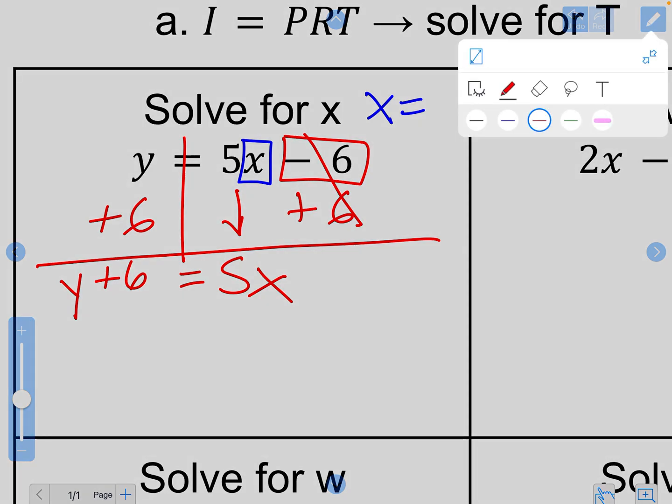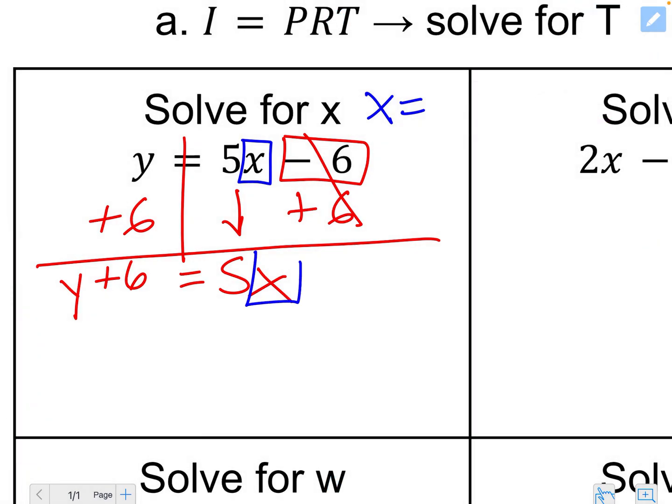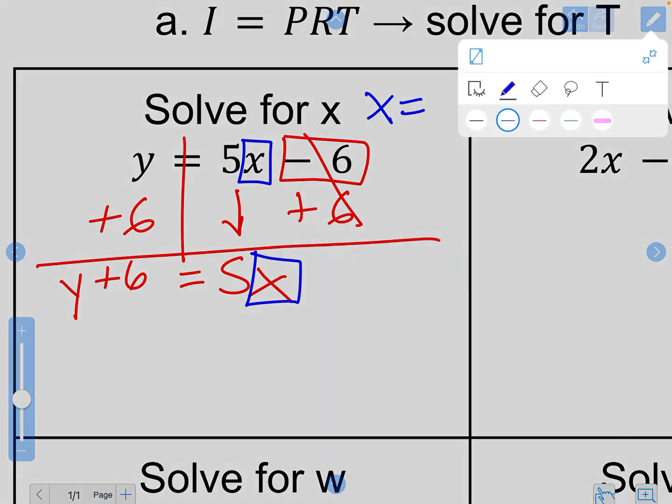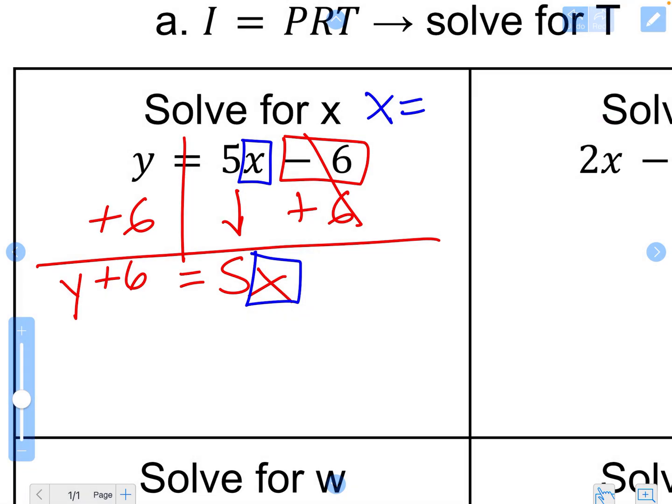And I'm going to put a blue box around my x again because I need my problem to be x equals. And so what I need to do now is, I have a number next to a letter. A number next to a letter means multiply. It also means that that number is a coefficient. Anytime I have a coefficient, I know that I need to divide by my coefficient.